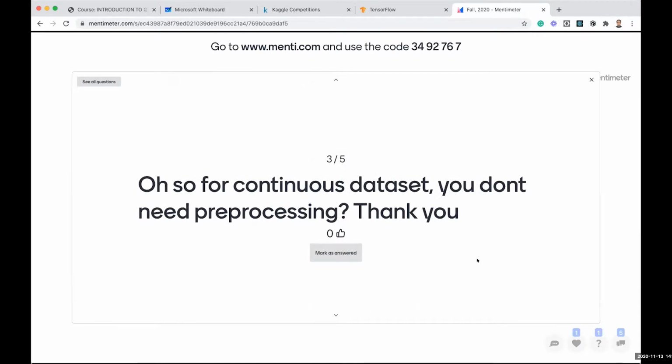So for continuous data set, you don't need pre-processing. I don't want to say that we don't need pre-processing for a continuous data set. I want to say that you need pre-processing, but there must be a purpose. So what do you want to do on your data set, and why do you want to do that on your data set? And then apply some techniques.